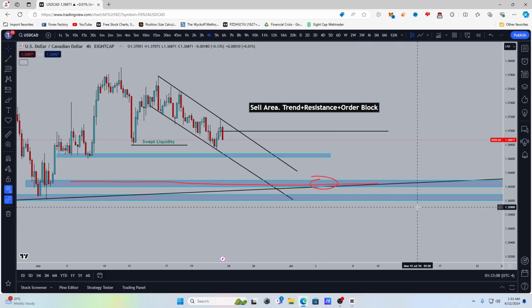Hope you guys enjoyed it. Remember, you don't have to do this much, but it's always good to look out for everything. And at the end of the day, your entry should be in the moment due to the context of the market and the candles, not just based off predicting areas.